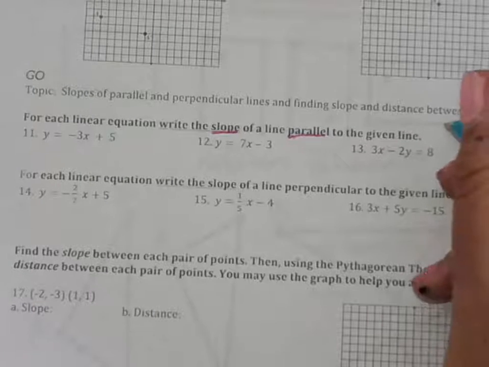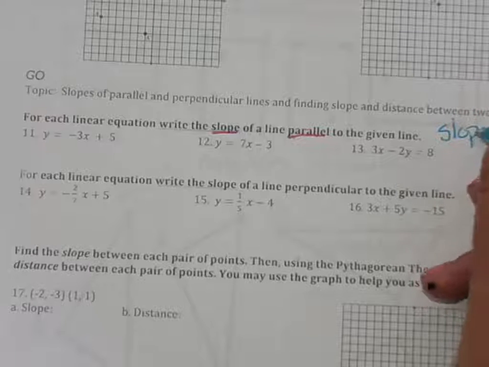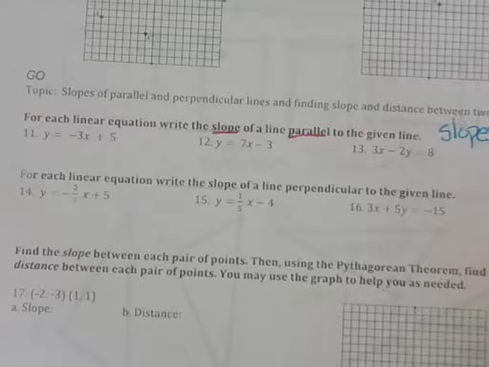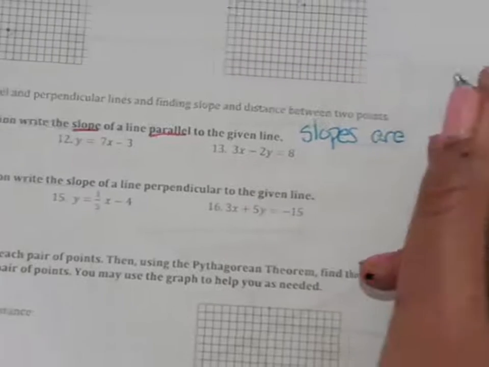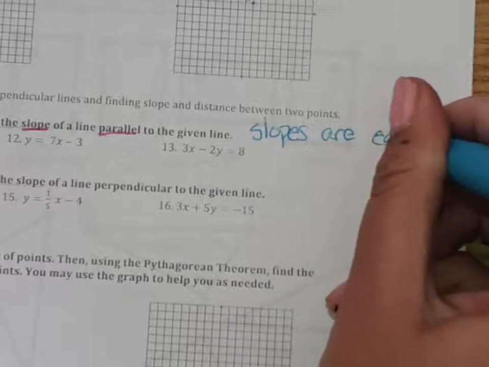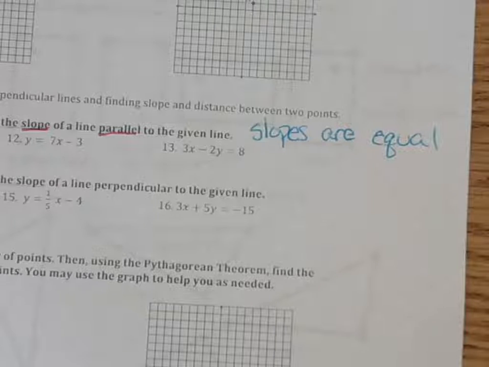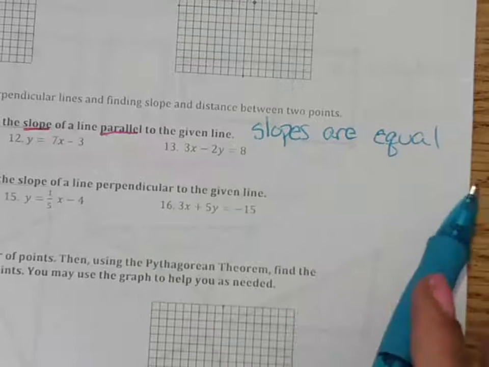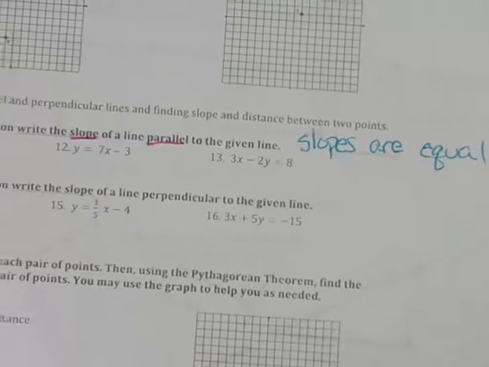Okay. Parallel line slopes are equal. I have a little black dot on my finger, so you couldn't see it. Okay. Parallel line slopes are equal. Okie dokie.